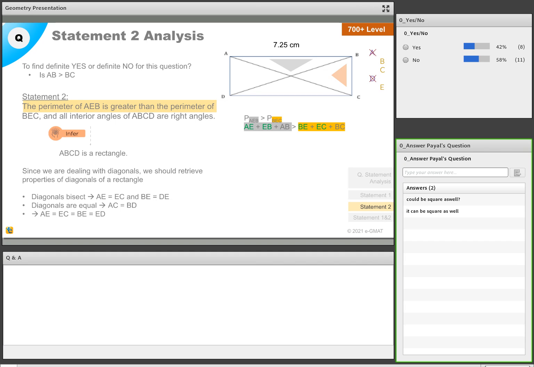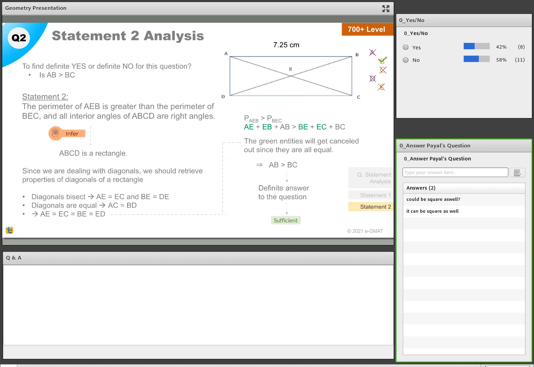The other thing that's given to us in this statement is that the perimeter of this triangle, the shaded triangle, the gray one, is greater than the perimeter of this orange triangle. So you write that inequality down, and then you populate both the perimeters, and you see all the green items are going to get cancelled out because they are all equal. Which means that from here you get a definite answer to your question that AB is greater than BC, which means that this statement is sufficient. So choice B is the correct answer.